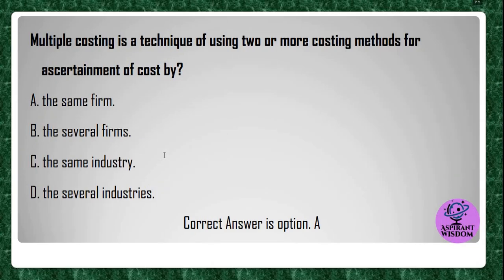Multiple costing is a technique of using 2 or more costing methods for ascertainment of cost by A. The same firm. B. The several firms. C. The same industry. D. The several industries. Correct answer is option A.